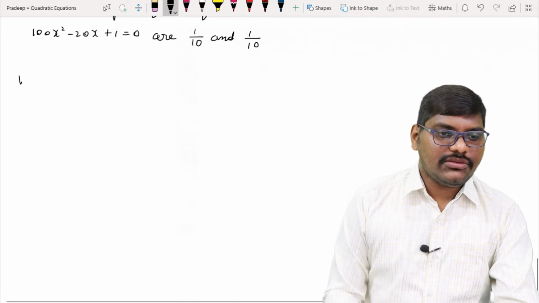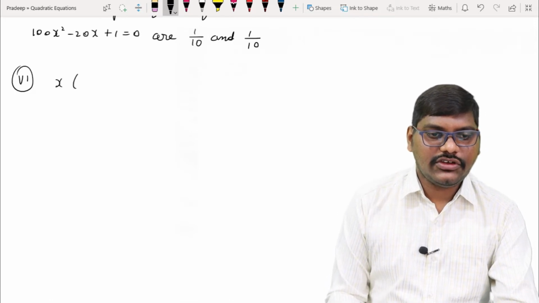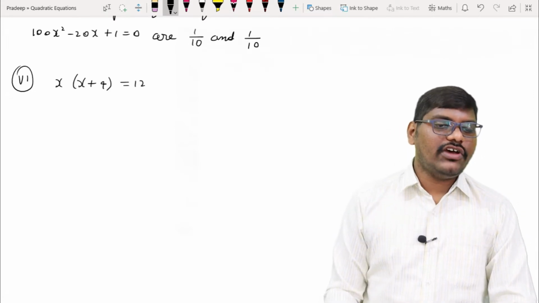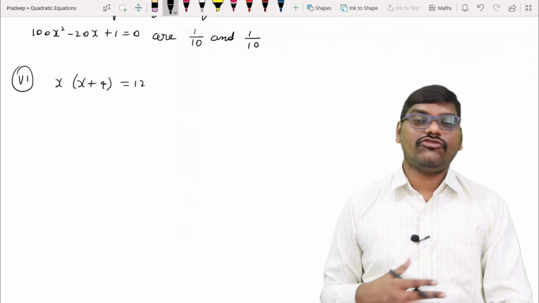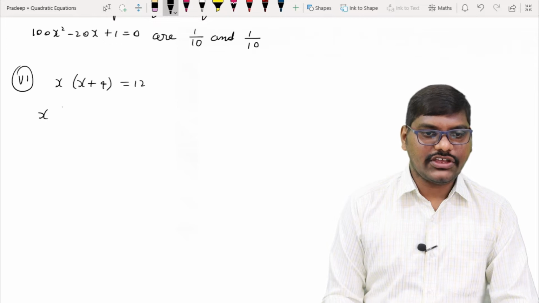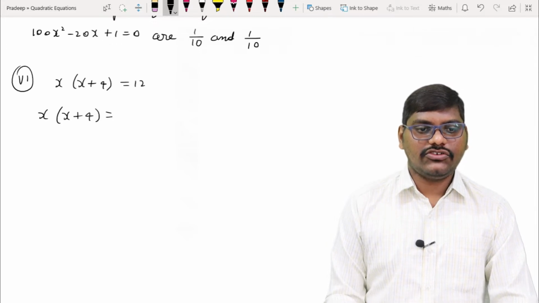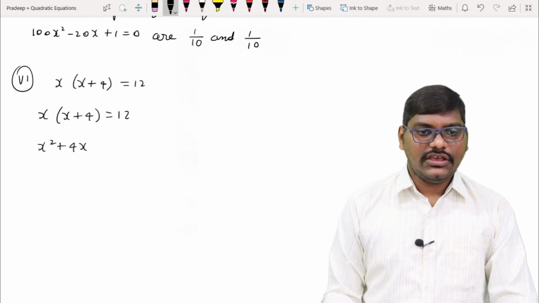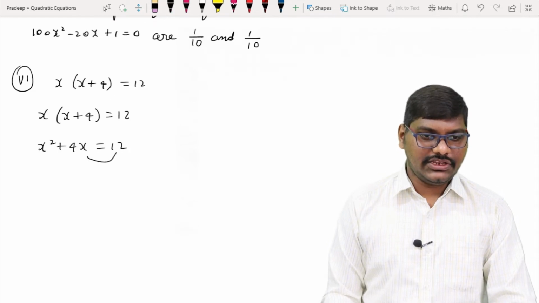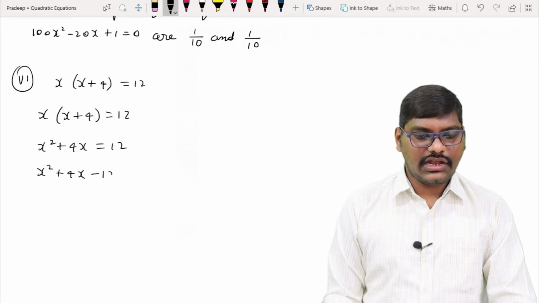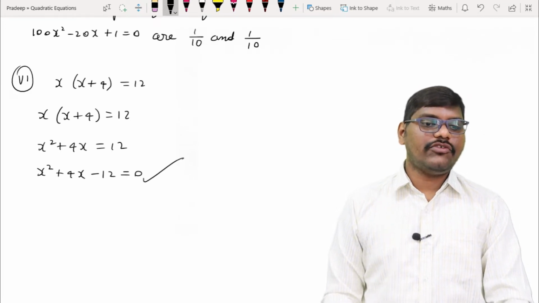So the sixth equation I'm writing, that is x into x plus 4 equal to 12, right? So first we'll have to solve this properly. We have to convert it into a quadratic equation, then find the roots. So let's do that. First I'll write the equation, x into x plus 4 equal to 12. If I multiply this, x into x is x square, and x into 4 we get 4x, equal to 12. And this 12 I'm bringing to this side, so that becomes x square plus 4x minus 12 equal to 0, right? So this is a perfect quadratic equation.